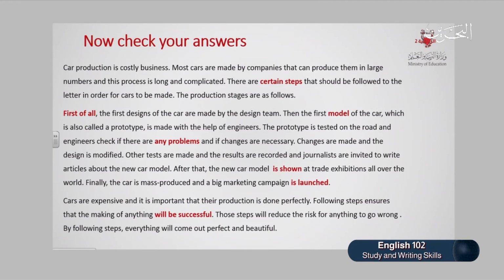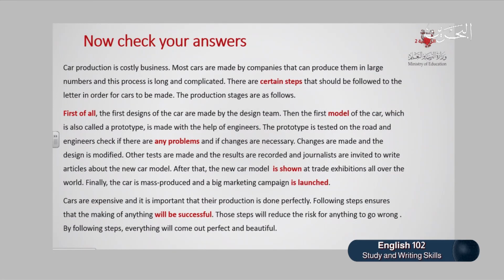As you can see, this is the introductory part, the introduction. Now, why did they write "first of all" here in the body? Because now they'll start talking about the process. So, first of all, the first designs of the car are made by the design team. Then, the first model of the car, which is called a prototype, is made with the help of engineers.